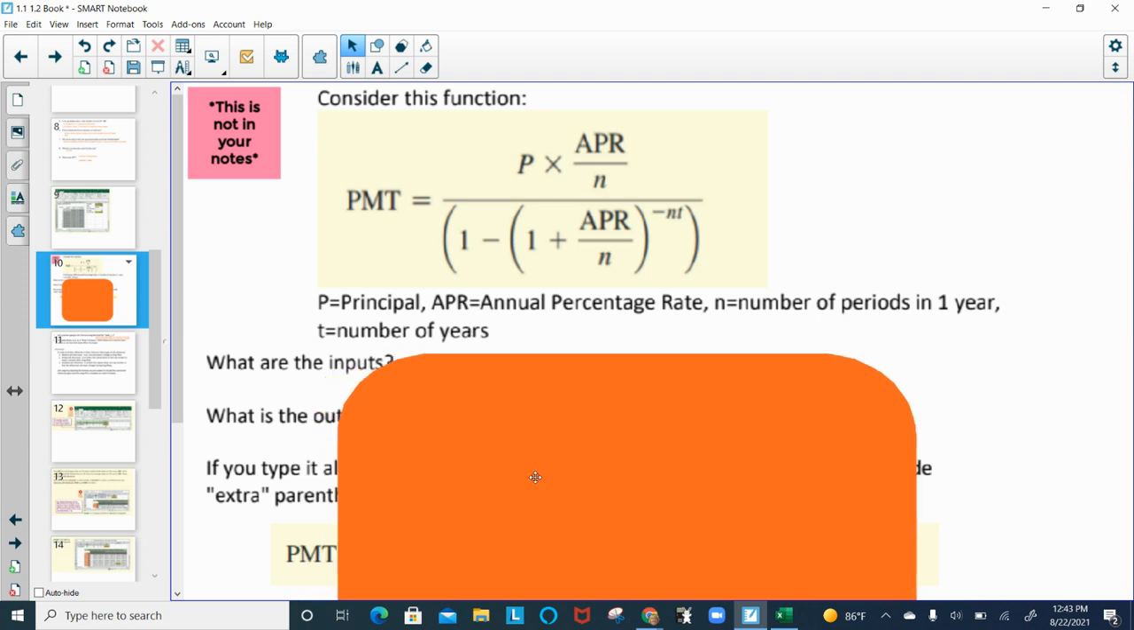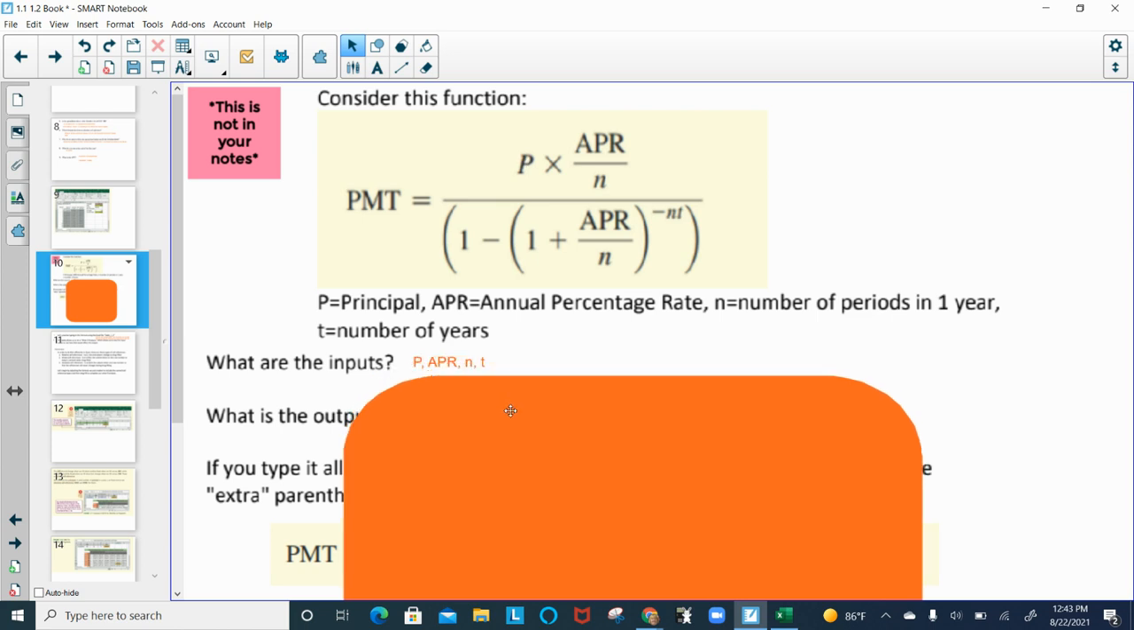So in the first question, it says, what are the inputs? So you want to look at the equation. You want to say, okay, well, I see here that I have a P and I have an APR and I have an N and I have a T. And then, I got some ones, but those are not going to change. Those are constant. So we have 4 inputs in this equation: P, principal, APR, N, and T.